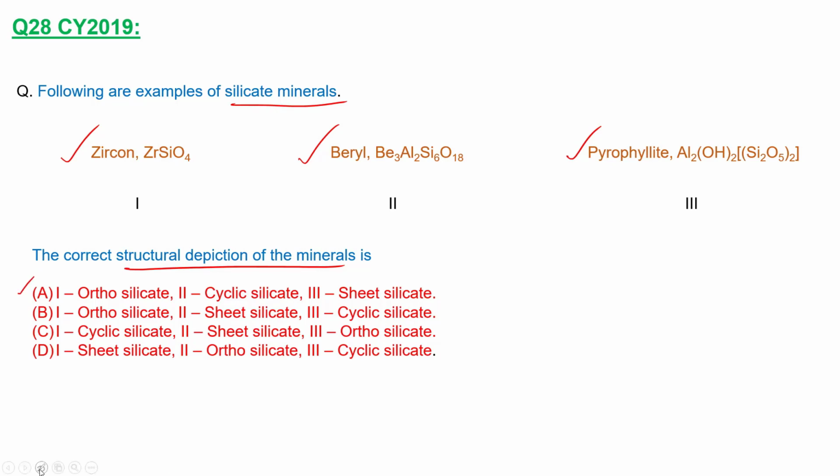Option A: 1, zircon, is orthosilicate; 2, beryl, is cyclic silicate; and 3, pyrophyllite, sheet silicate. Option B: 1, zircon, orthosilicate; 2, beryl, sheet silicate; and 3, pyrophyllite, cyclic silicate. Option C: 1, zircon, cyclic silicate; 2, beryl, sheet silicate; and 3, pyrophyllite, orthosilicate. And at last, option D: 1, zircon, sheet silicate; 2, beryl, orthosilicate; and 3, pyrophyllite, cyclic silicate. So we have to find out the correct answer among these four options.